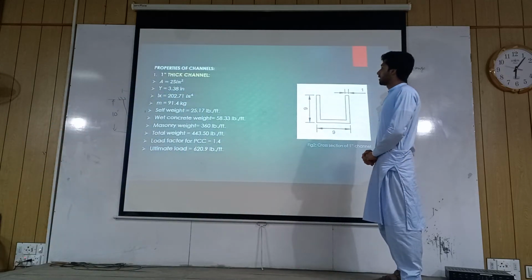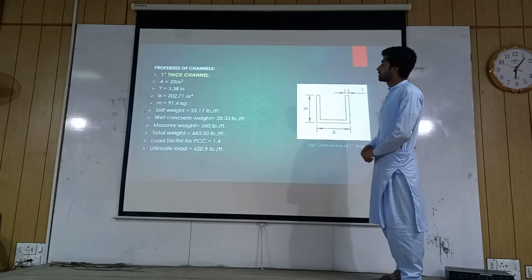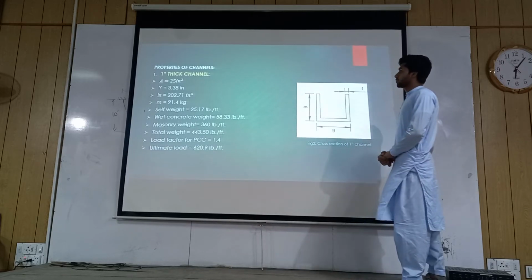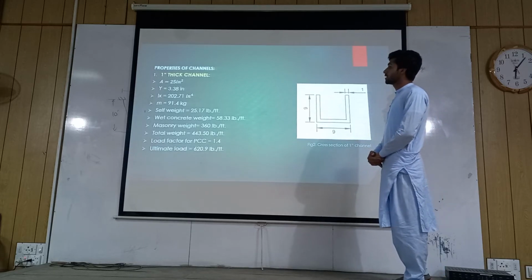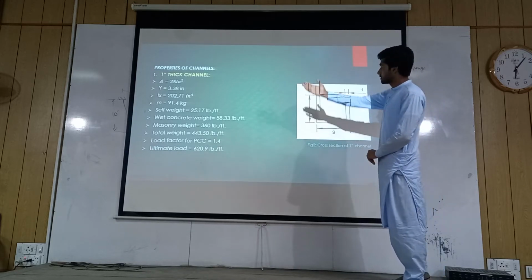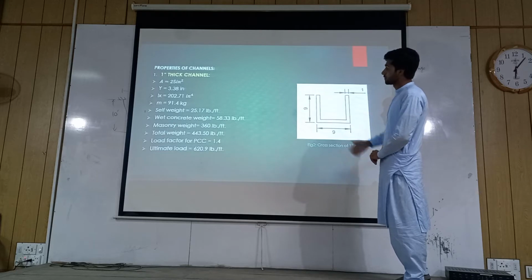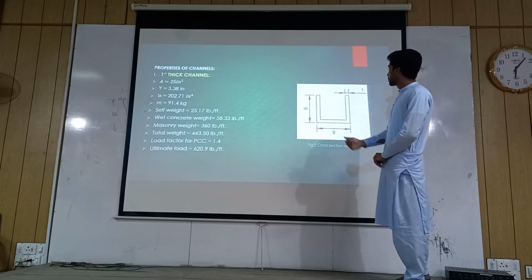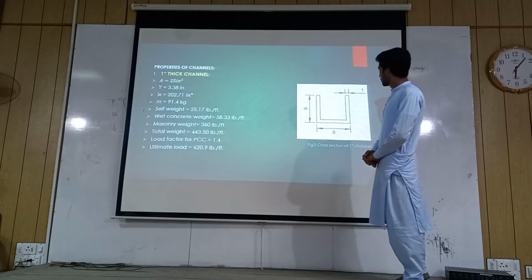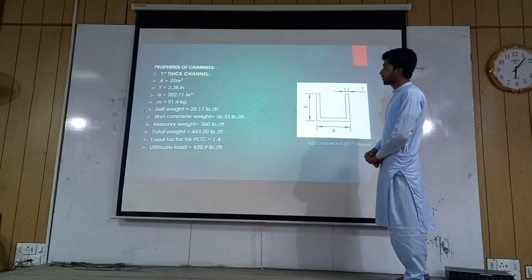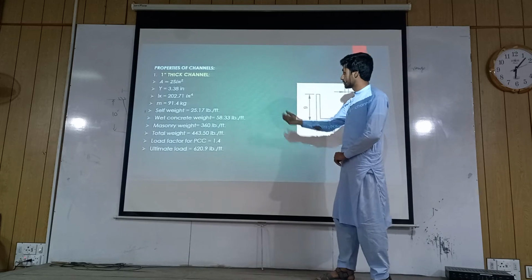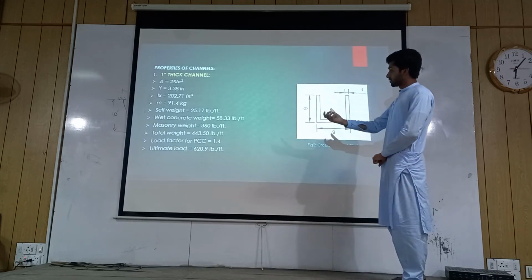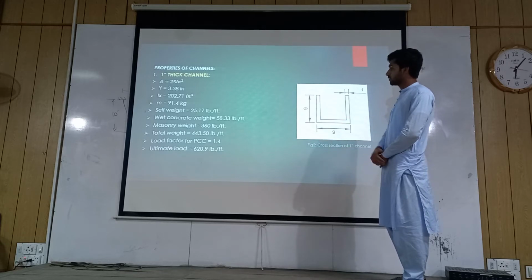Bismillahirrahmanirrahim. I will present the properties of channel. We have two channels. Number one is the 1 inch thick channel. All these properties are from this section: area and centroidal axis, moment of inertia, and the total mass. Now we have calculated the weights: the self weight, the wet concrete weight, and the masonry weight, and we sum all the weights to get the total weight.